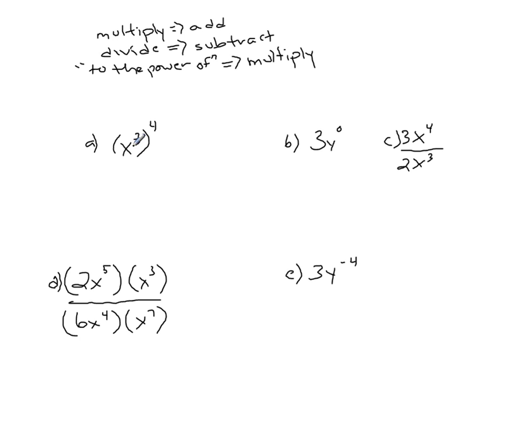So for this example here, x cubed to the power of 4, we multiply the 3 and the 4 together. So we end up with x to the power of 12.